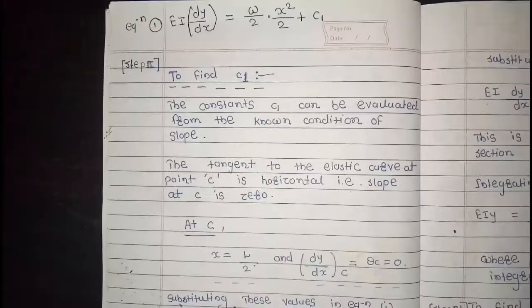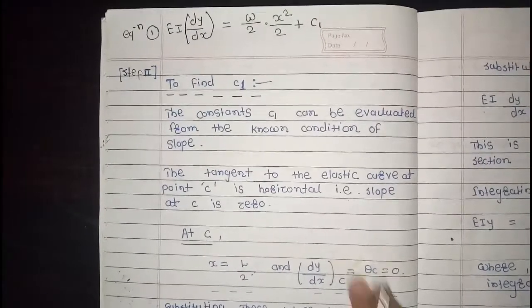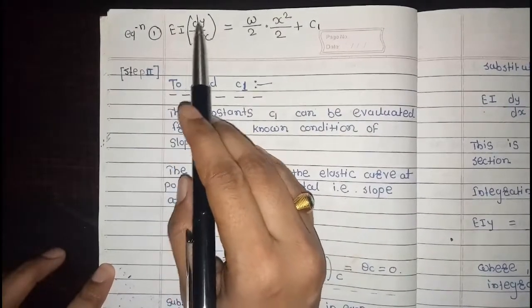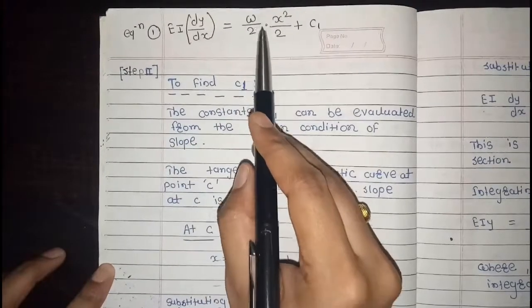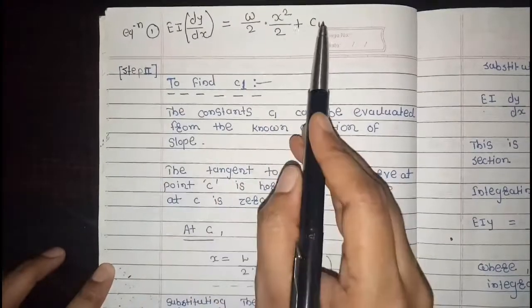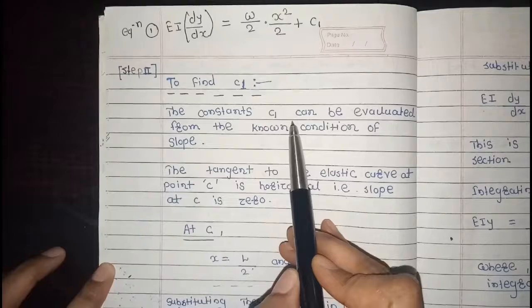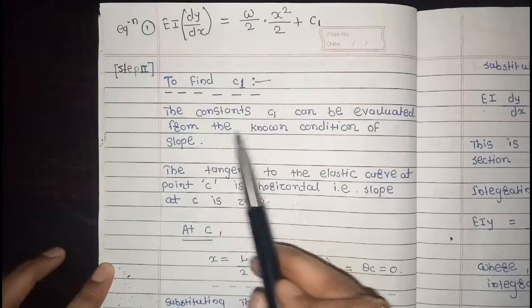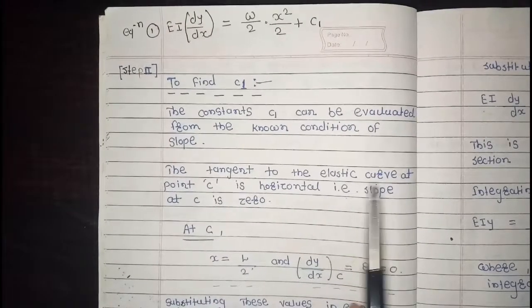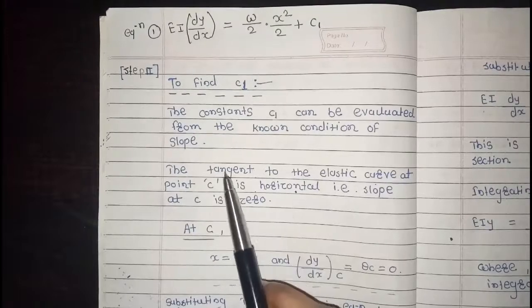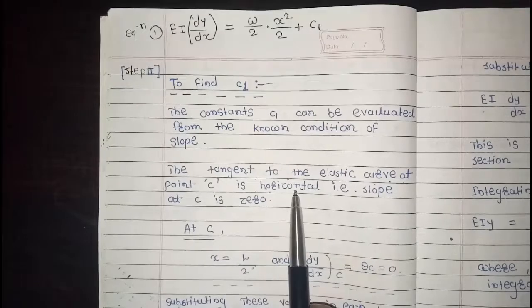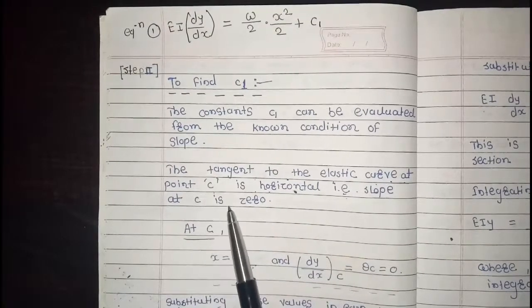Step second, to find C1. This is equation number 1: EI dy by dx is equal to W by 2 into x square by 2 plus C1. The constant C1 can be evaluated from the known condition of slope. The tangent to the elastic curve at point C is horizontal, that is, the slope at point C is equal to 0.